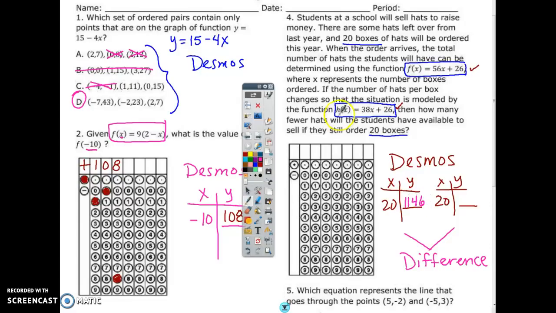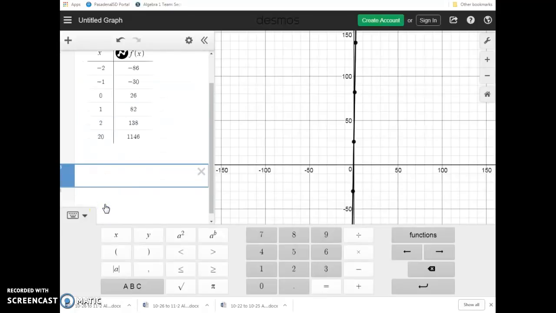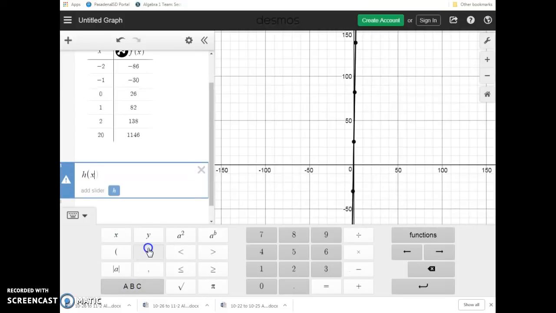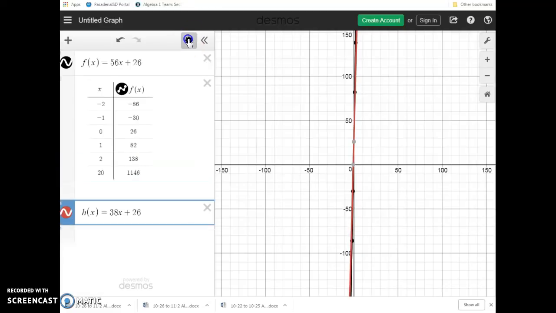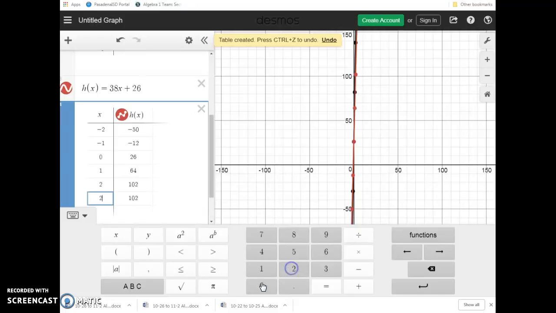And then the other one was g of x, so I need to use g of x, not f of x. You cannot have two f of x's. H of x. So when I add another one, now it's h of x equals 38x plus 26. Okay, and settings, I want the table for that, and I want 20. 20 boxes will give me 786.